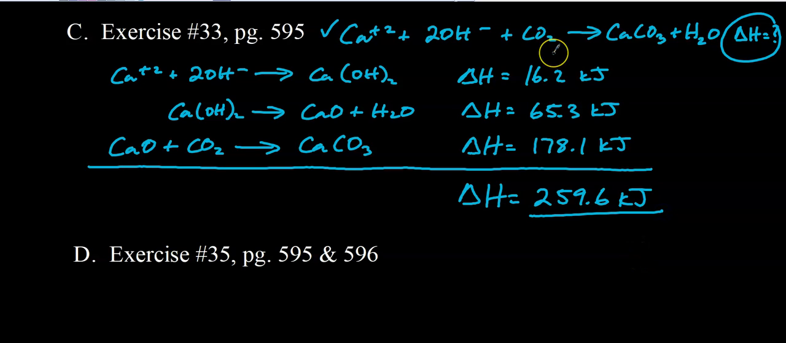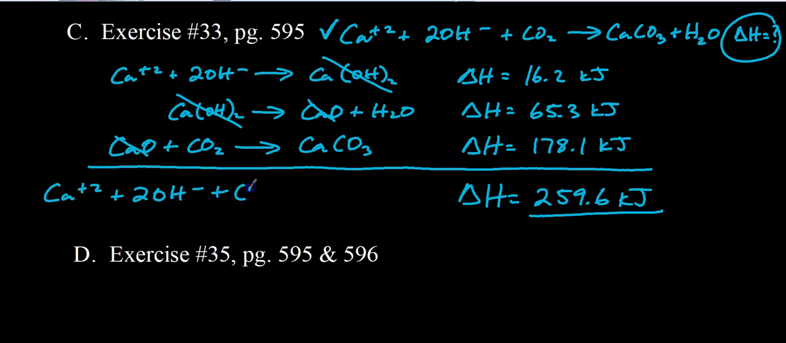So this is the answer. We're going to add up all of our delta H's. But before we can get that, let's show the work. This is the work, and you need to show things canceling. Whatever is not in this equation has to cancel. So calcium hydroxide cancels, calcium oxide cancels, and I think that is it. Whatever does not cancel, then we bring down. That's Ca2+ plus 2OH- plus CO2, all of that on the left side.